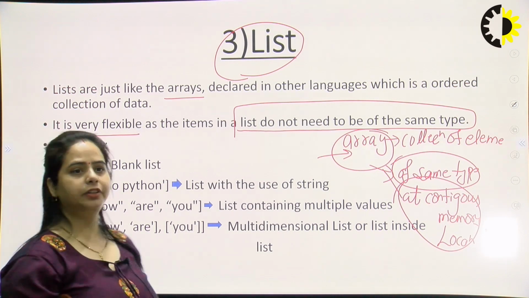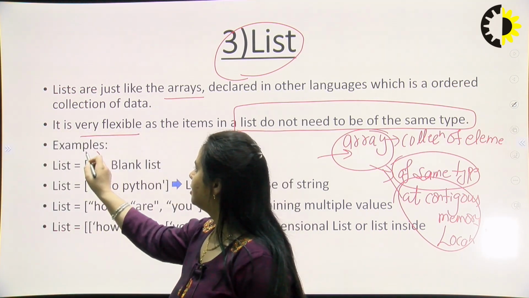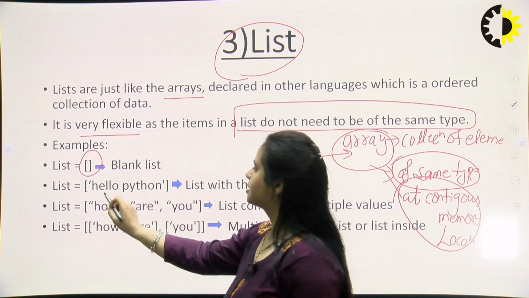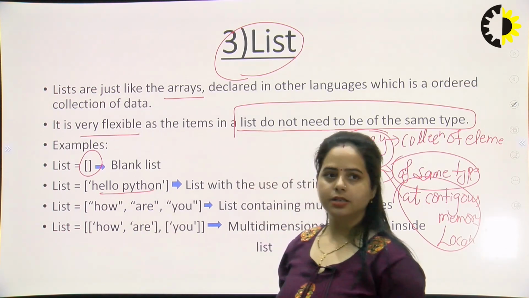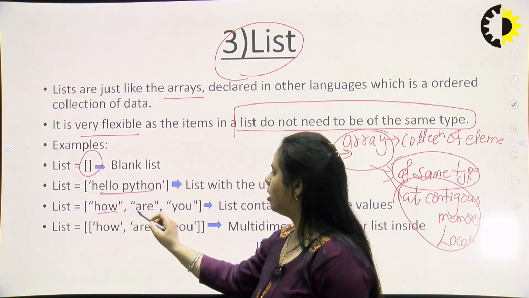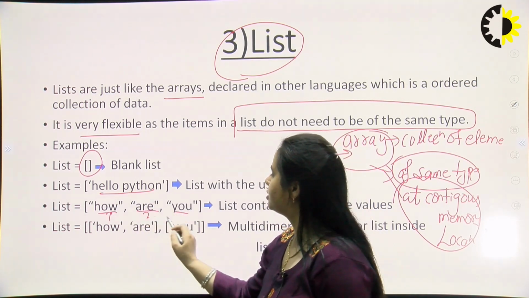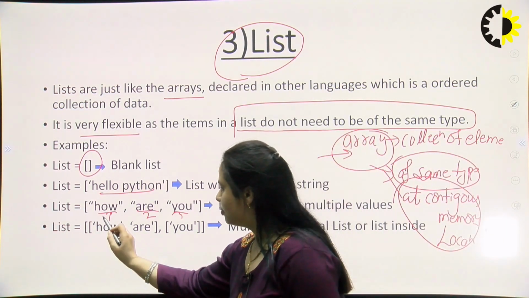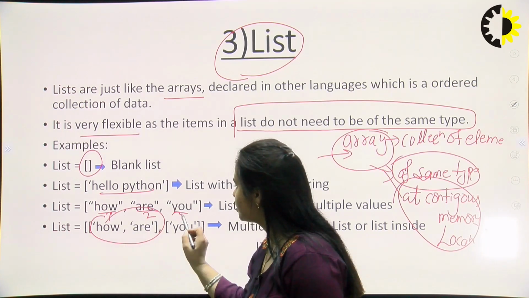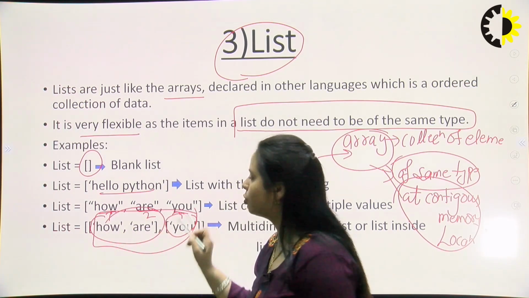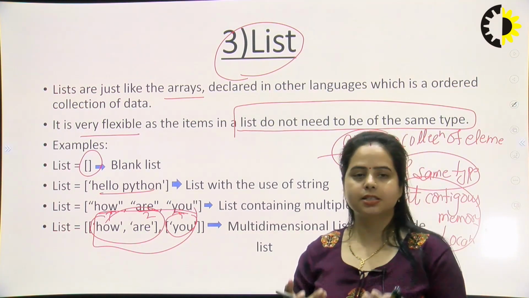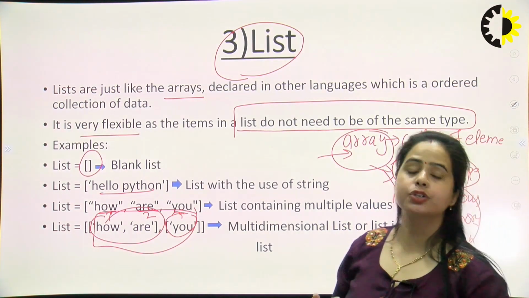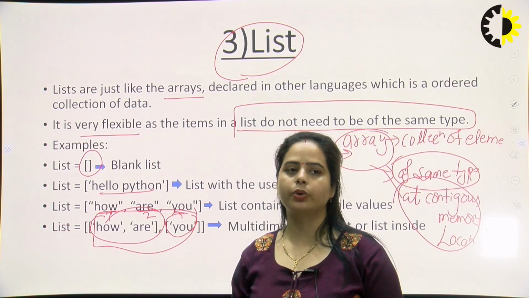Here is the example of the list. This is an example of a blank list. I can also take a blank list as an input. Next is the list hello, Python. This is a list of type string. Next, how are you? These are three different strings. So the list containing multiple values, and this is also a list. Here you can see this is a list and this is another list and this is a third list. So here I am using a list inside another list. This is known as multi-dimensional list or list inside list or nested list. This concept is known as nested list.